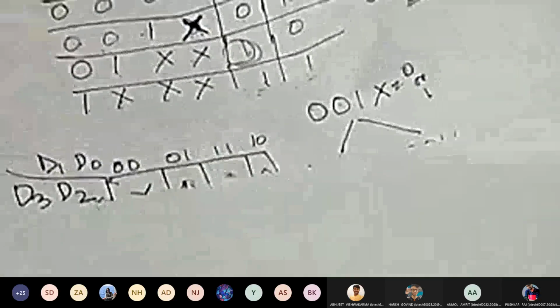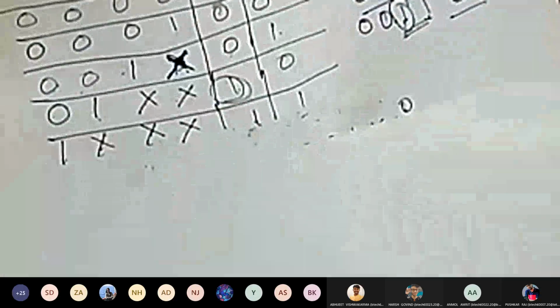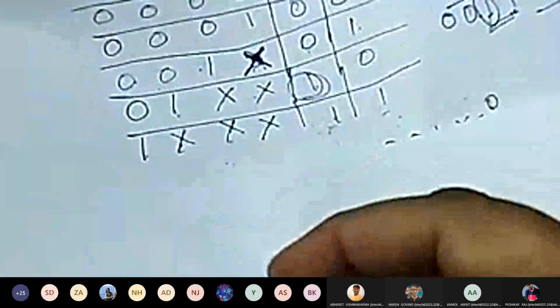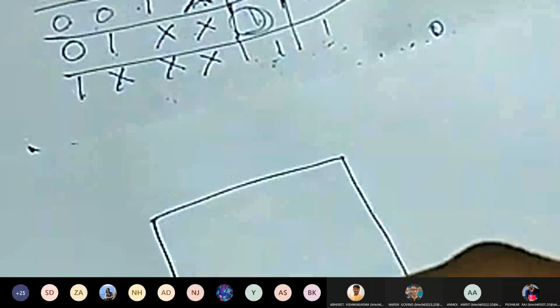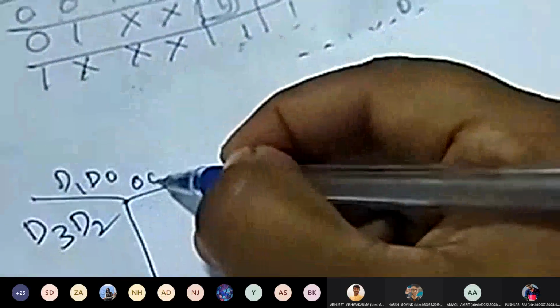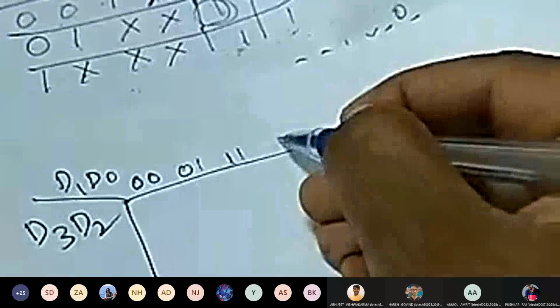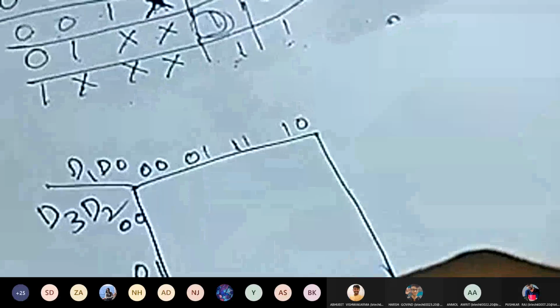Okay. So now we will take the B part. So I will take like this. So I can see the truth table. So B part again we will take the K map. So when we are going to take the K map, again we will write D3, D2, D1, D0. And it is 0, 0, 0, 1, 1, 1, 1, 0. Here also 0, 0, 0, 1, 1, 1, 1, 0.